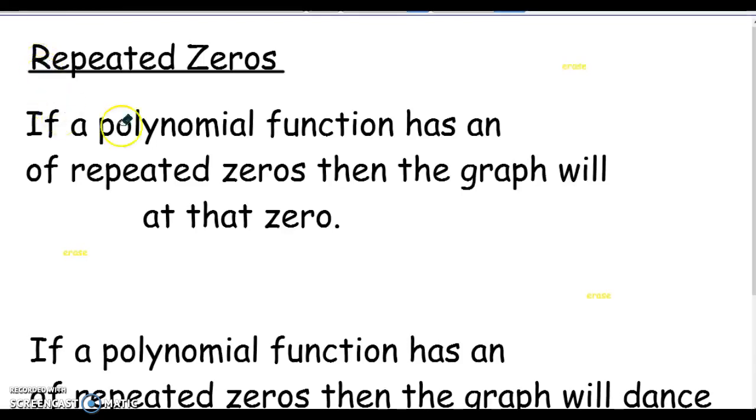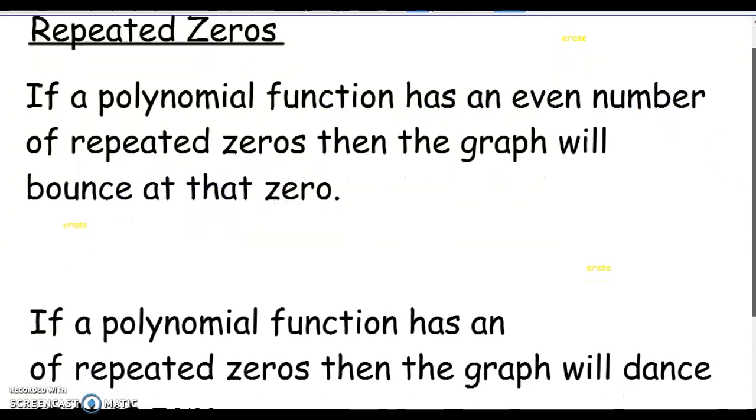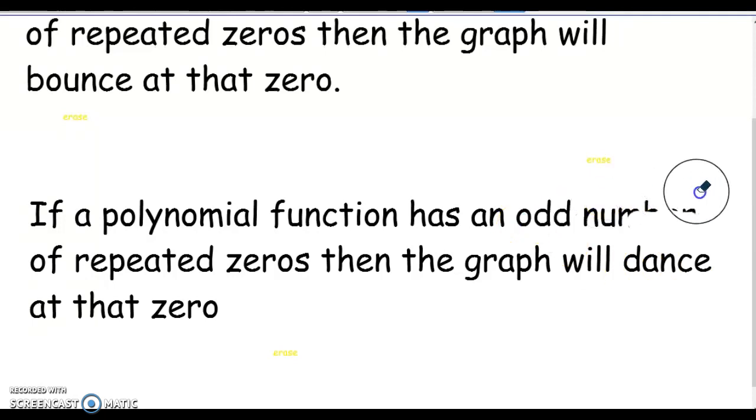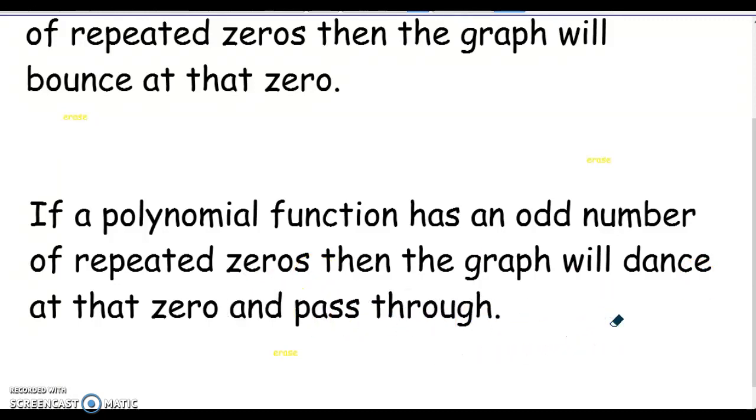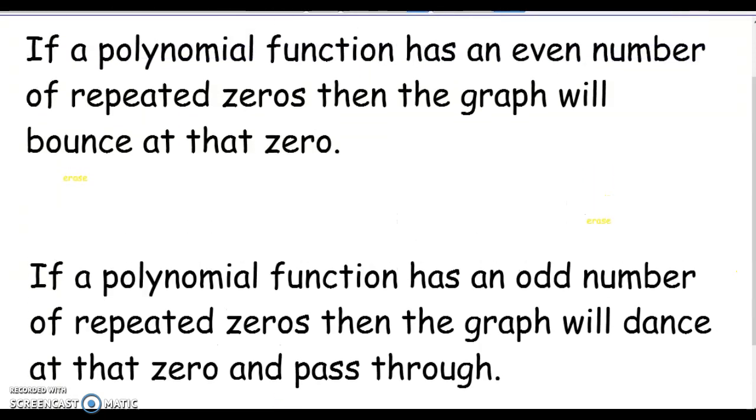Alright, let's finish this thing off. If a polynomial function has an even number of repeated zeros, the graph will bounce. Now, if it has an odd number of repeated zeros, then the graph will pass through at the zero. Okay, so even amounts of zeros bounce, odd numbers pass through. So pause if you need to add a little bit to that, and let's keep going.